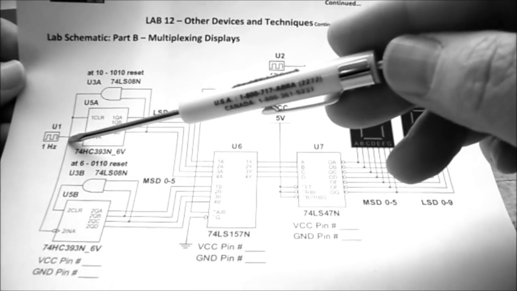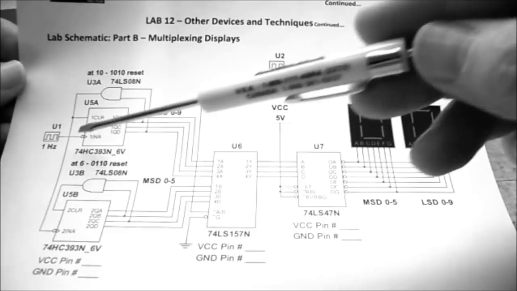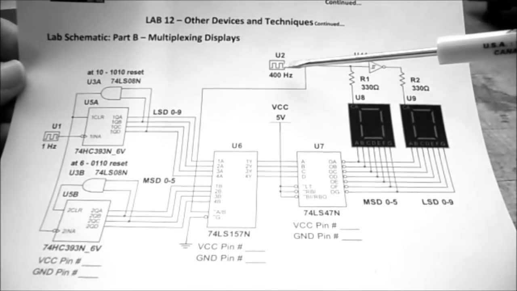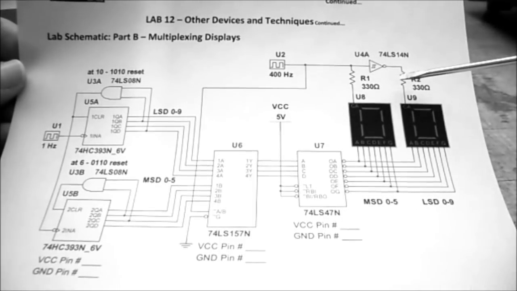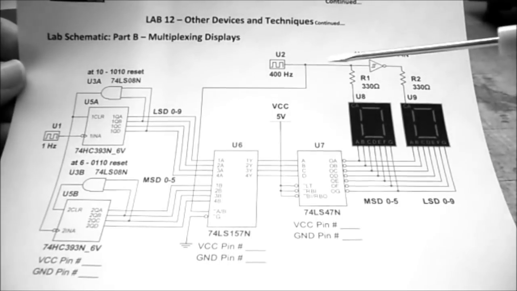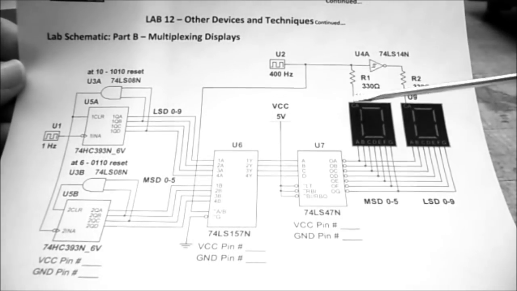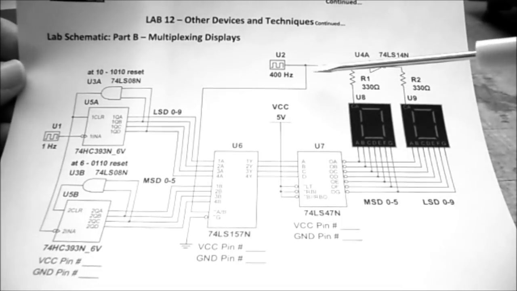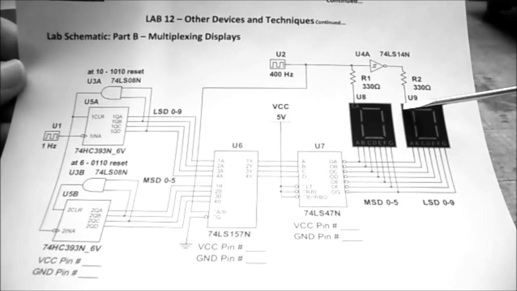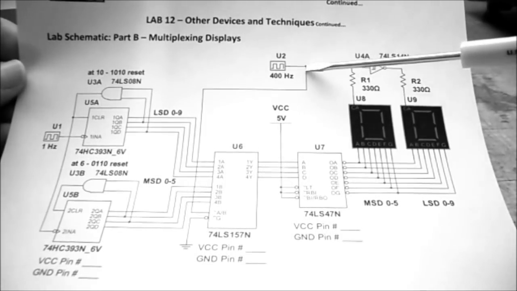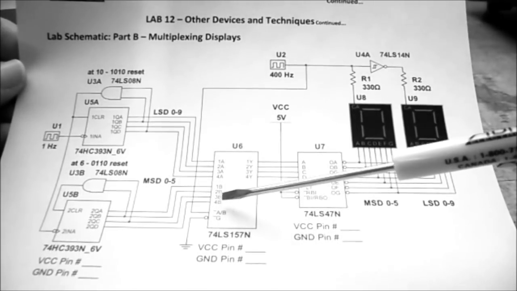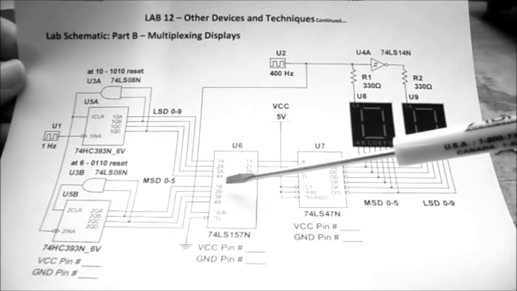So we've got our 1 Hertz clock and we have a 400 Hertz clock. So we're going to be switching back and forth between the two displays, and you'll notice there's an inverter in the line here. So when it's logic 1, it turns on this display. When it's logic 0, it gets inverted and turns on this display. The same clock comes down and activates our multiplexer, selecting between the A group or the B group.